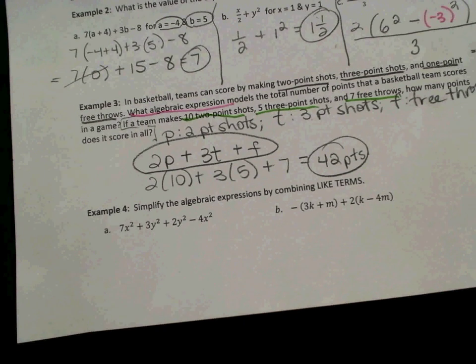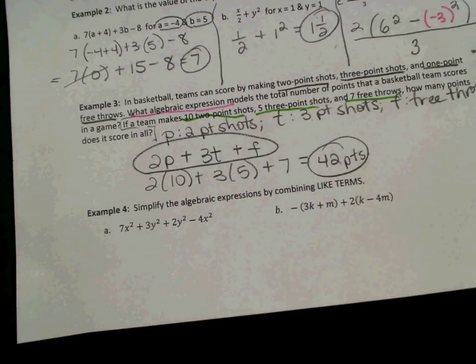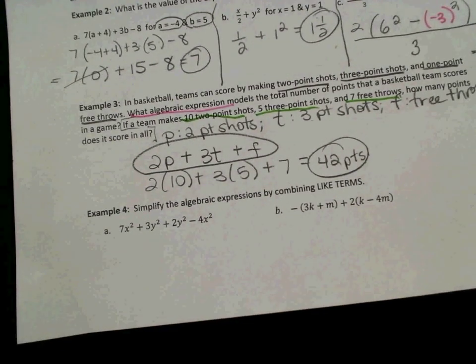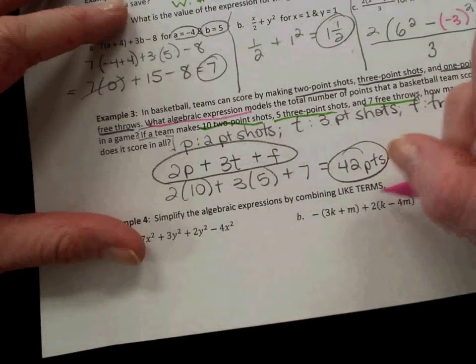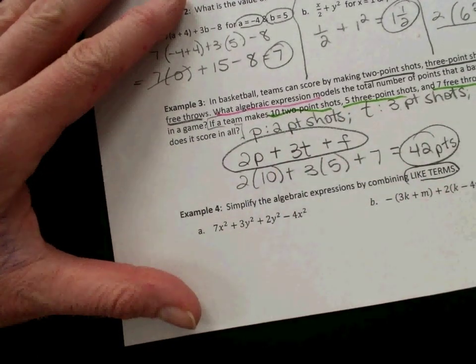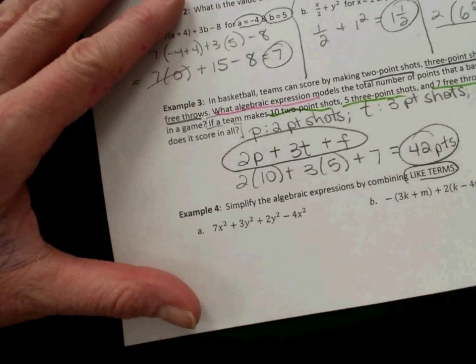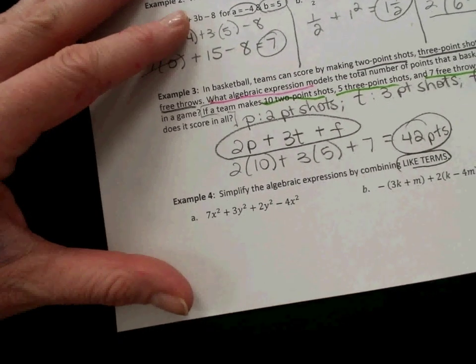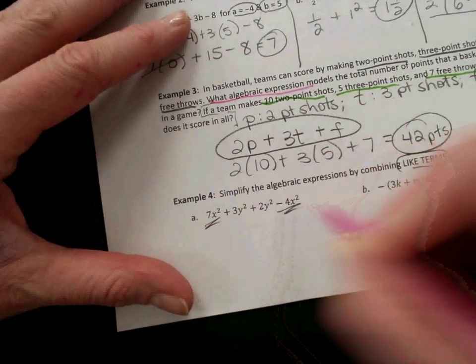All right. Example 4. Simplify the algebraic expression by combining like terms. This is the thing. I'm good at this. When we are adding and subtracting. Not so much multiplying and dividing. Different rules apply. Remember, like terms, that's when we have the same variable to the same exponent. So take a look. You probably already know how to do this. This is just a little refresher stuff here.